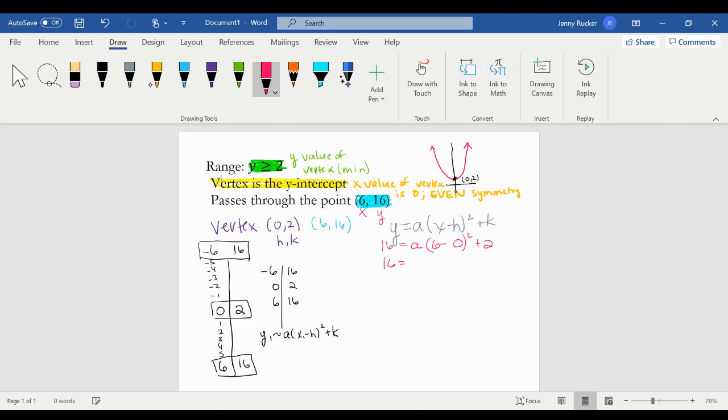So I know 16 equals a times 6 minus 0, which is 6 squared, plus 2. I'll subtract 2. 14 equals 6 squared, which is 36a. So divide by 36. And I am able to get a is equal to 14 over 36, which will reduce to 7 over 18. So my equation is y equals 7 over 18, parentheses, x minus 0 squared plus 2. I don't need this minus 0, so it's y equals 7 over 18 x squared plus 2.